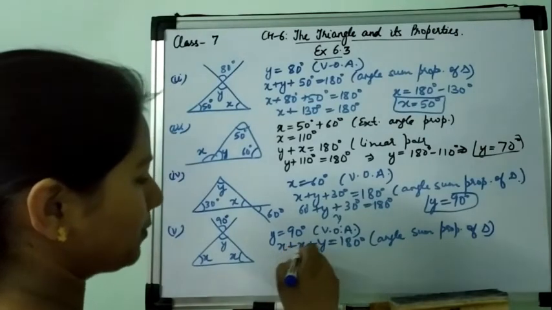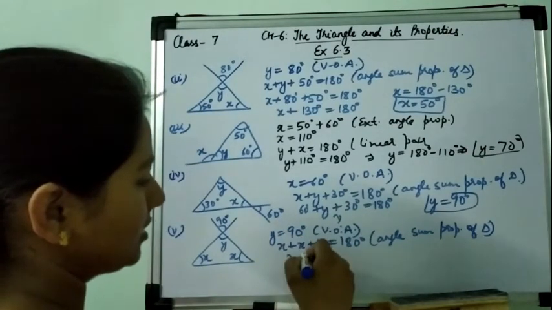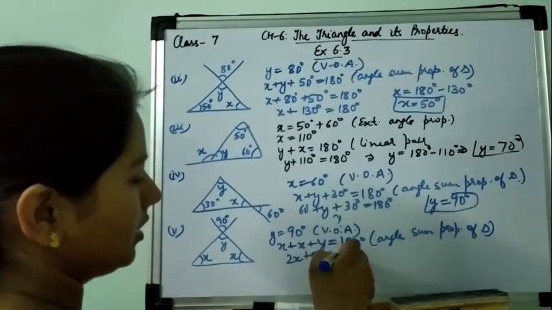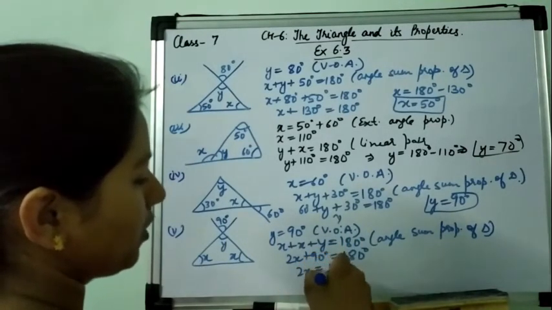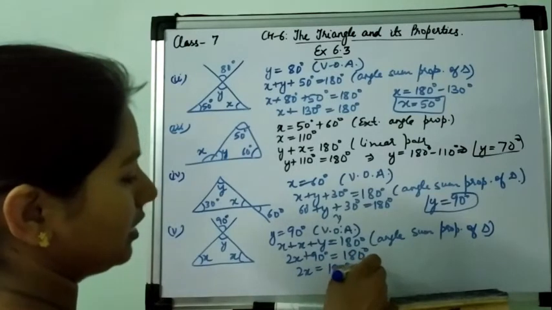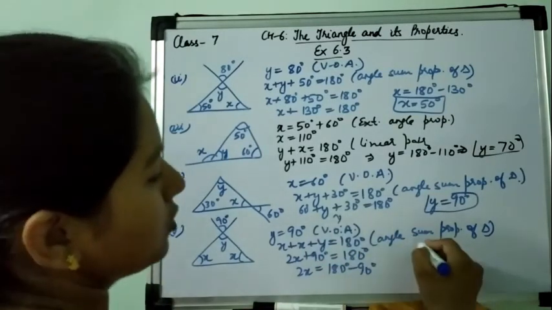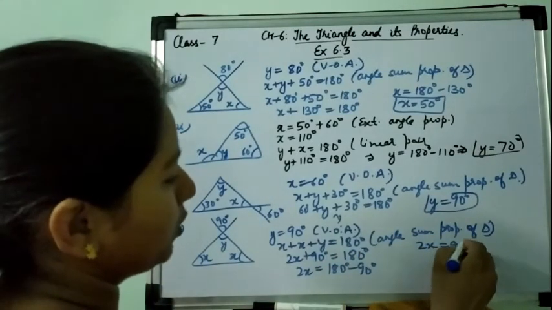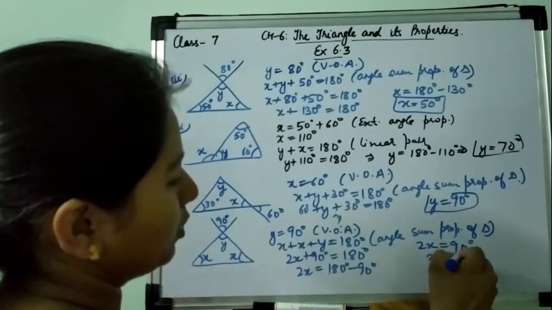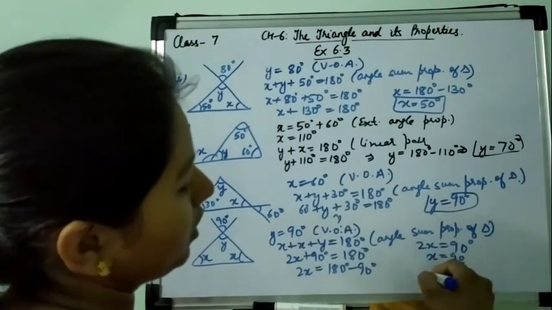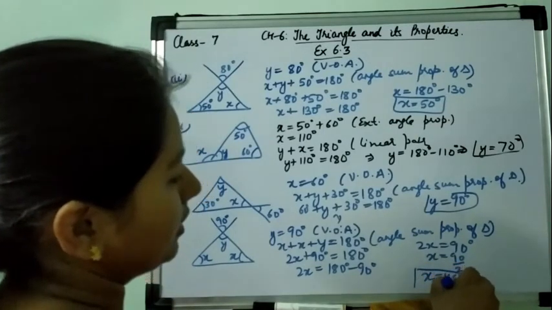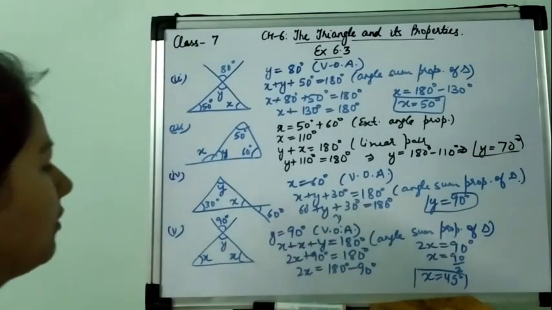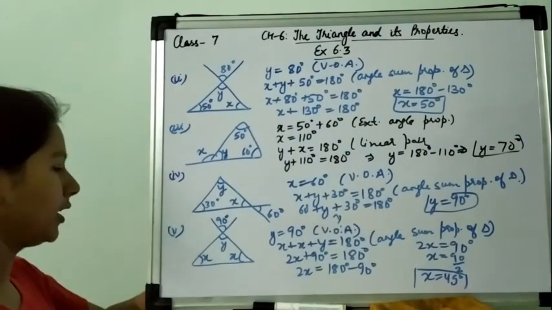Okay, so x plus x will be 2x and this is 90 degree is equal to 180 degree. So 2x is equal to 180 minus 90 degree. So what I am having, 2x is equal to 90 degree, x is equal to 90 by 2. So x is equal to 45 degree. This is the final answer. Y also we have found out and x also we have found out.